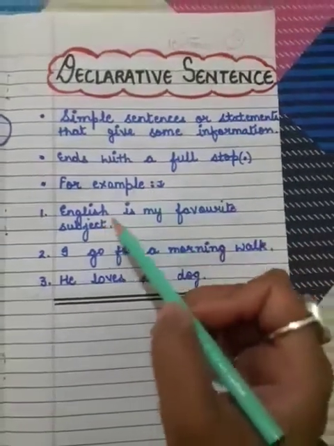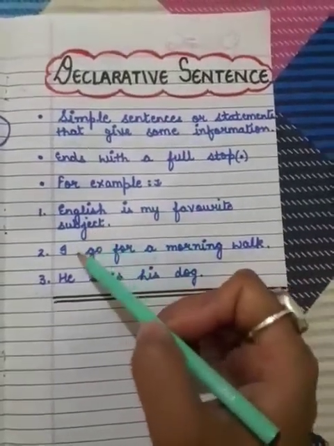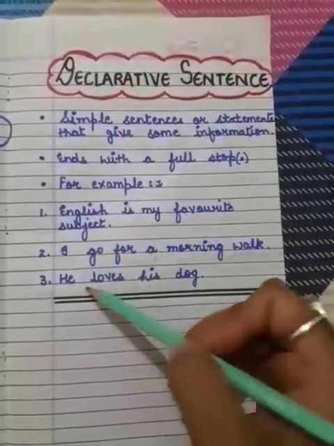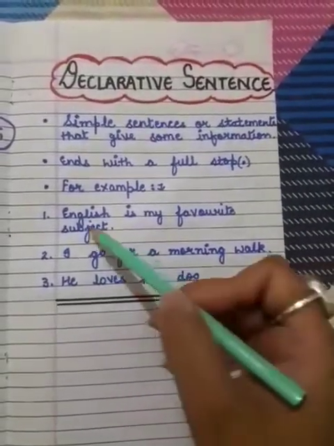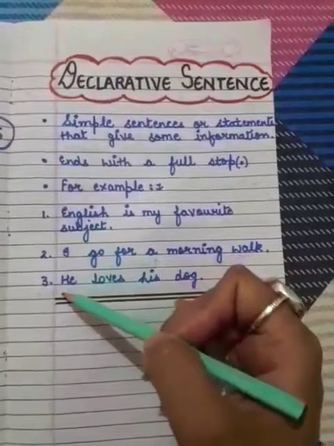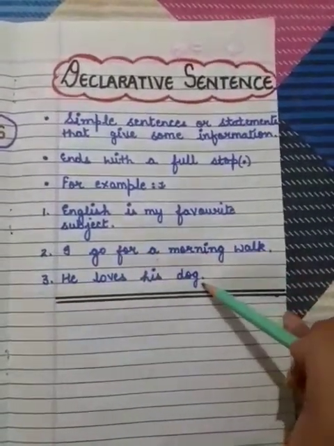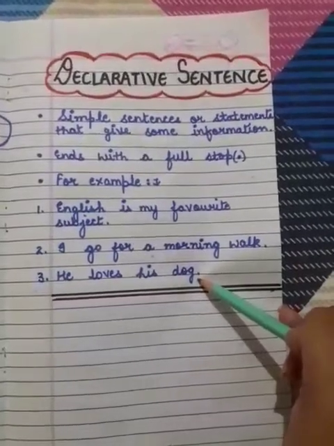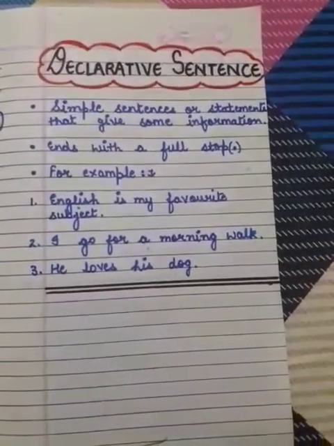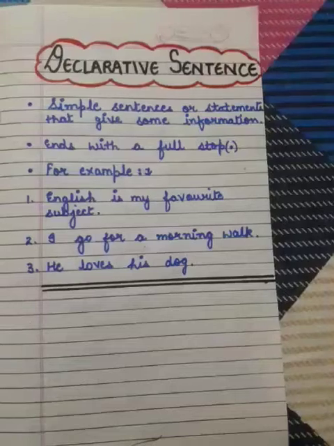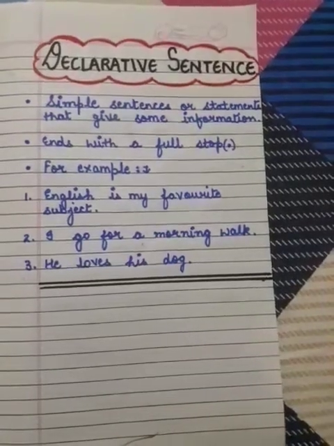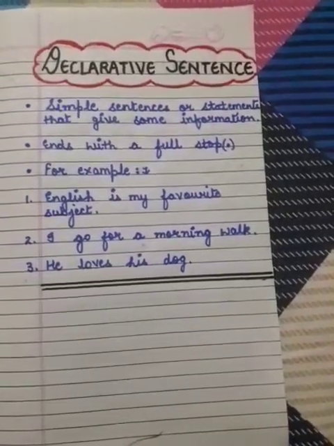For example, English is my favorite subject. I go for a morning walk. He loves his dog. All the three sentences are beginning with a capital letter and ending with a full stop. Also, they are telling us or giving us some information about something or someone. That is why they are declarative sentences.